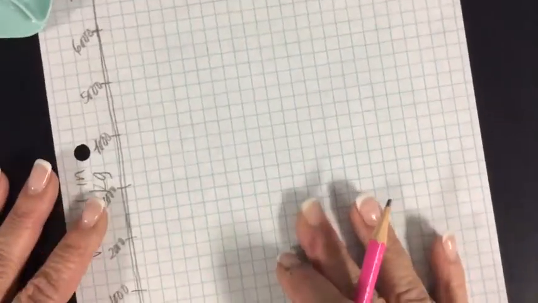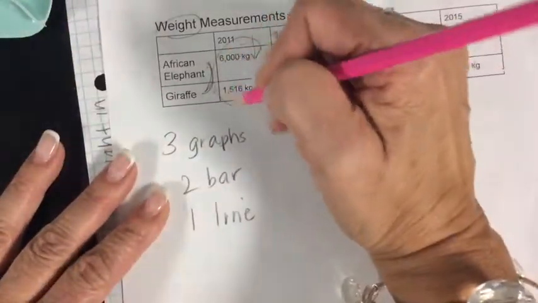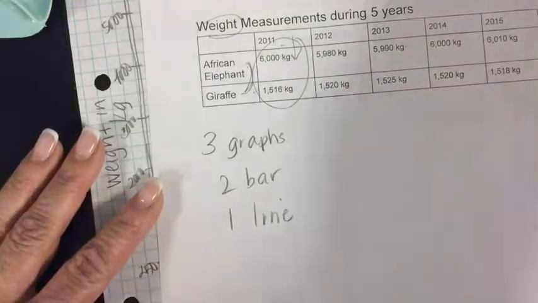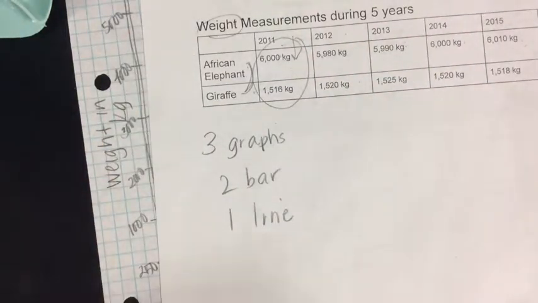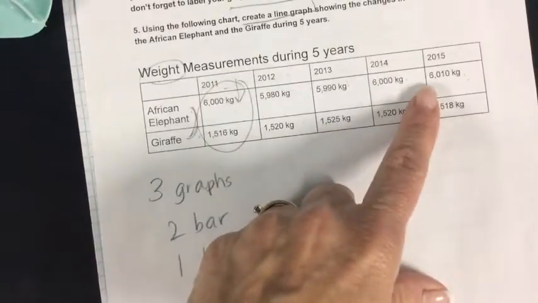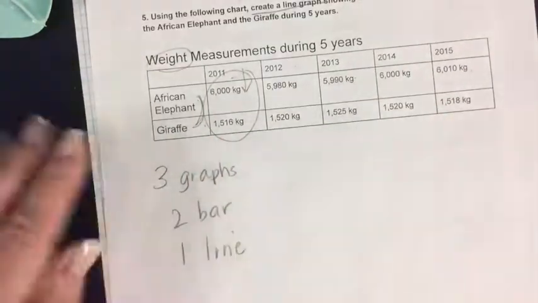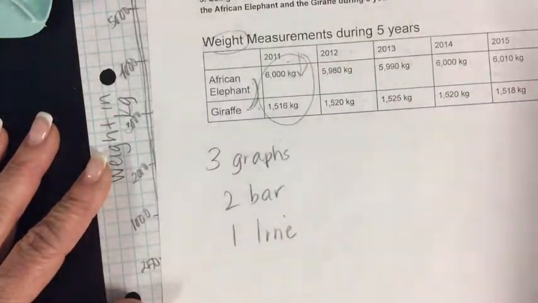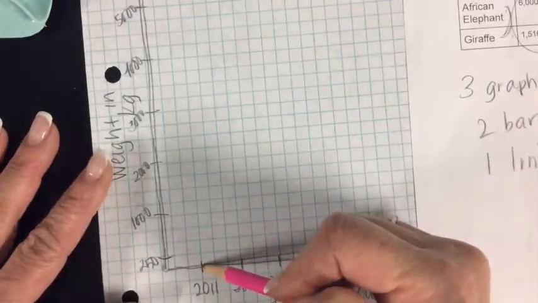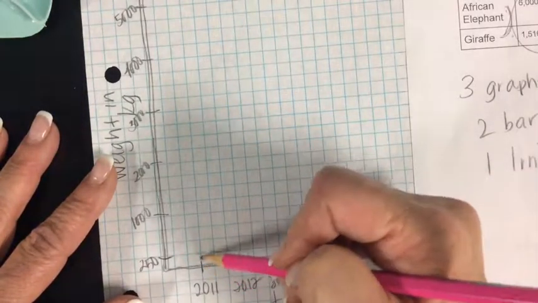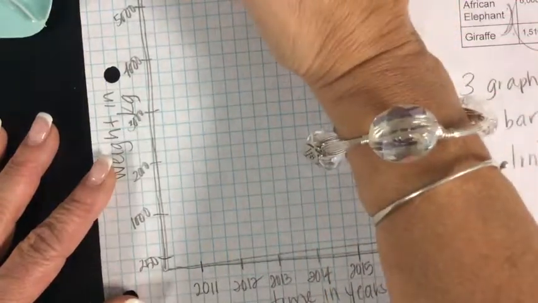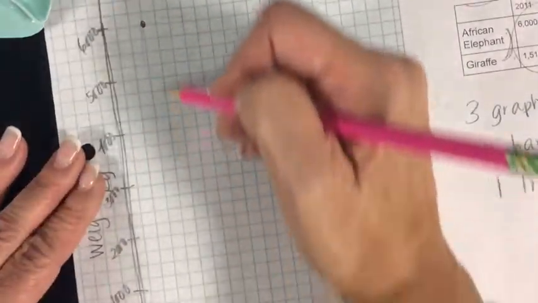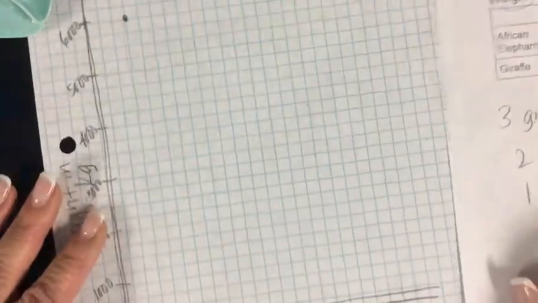So now I need to start graphing. I'm going to do these 2 data points right here, and I'm going to do them in different colors so as not to confuse. Normally, I would do just one set of data, the African elephant, then the giraffe. But I'm just doing one from these 2 because I want you to do the rest. So African elephant in 2011, so here's 2011, 6,000 kilograms. Right here, I put a dot. 2011, I follow it all the way up, 6,000.